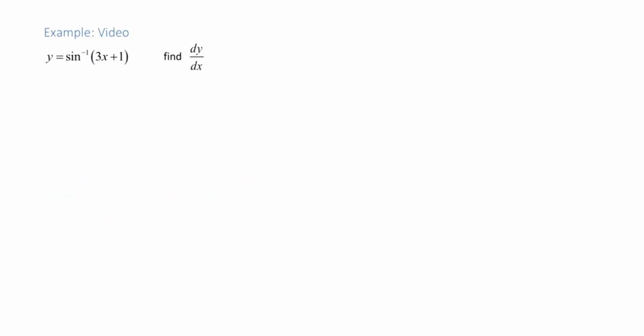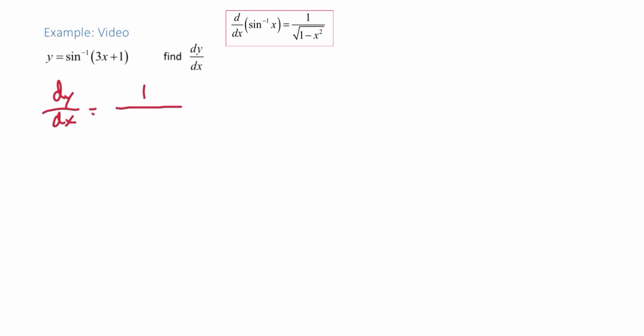This time we're trying to find the derivative of arcsine. First, recognize which formula we need to use, and then we can start finding dy/dx. We have 1 over the square root of 1 minus the argument, 3x plus 1, squared. And since the argument on the arcsine function was not simply x, we need to use the chain rule and multiply by the derivative of the argument, which is 3.